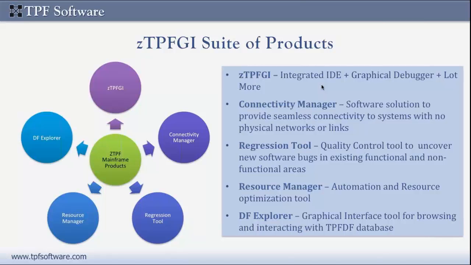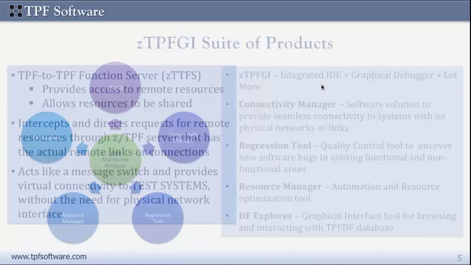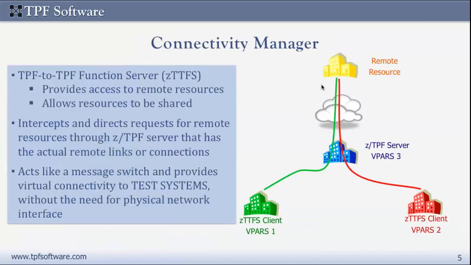Let me start with Connectivity Manager. The TPF systems are getting more and more complex, and in most of our customers, we see 40 test systems or even 80 test systems. So it's very difficult to provide physical connectivity to all the test systems. Generally, only one or two main test systems have all the external resources. But users are connecting to different test systems which do not have external connectivity.